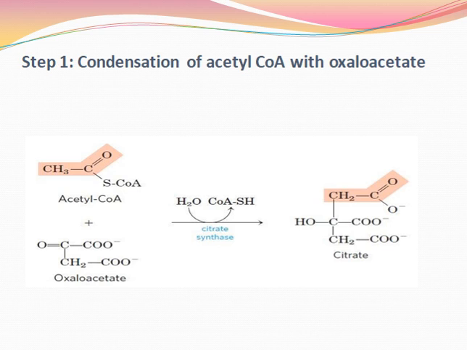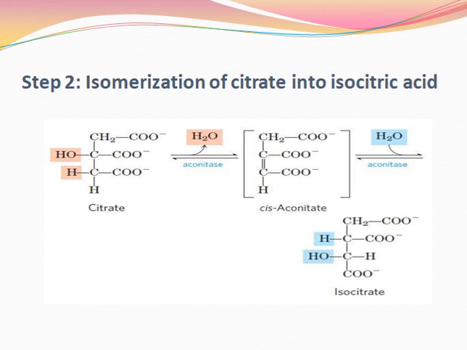The reaction includes acetyl coenzyme A plus oxaloacetate, in presence of the enzyme citrate synthetase. Upon condensation, it produces citric acid plus coenzyme A plus H2O, H plus. Then step 2, isomerization of citric acid into isocitric acid.